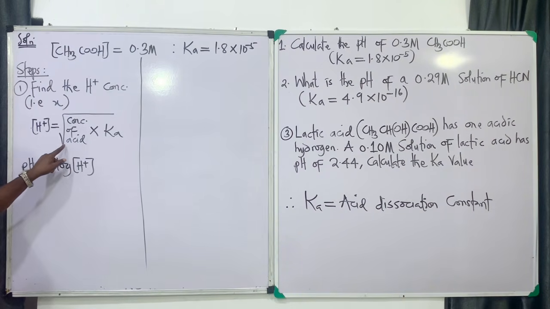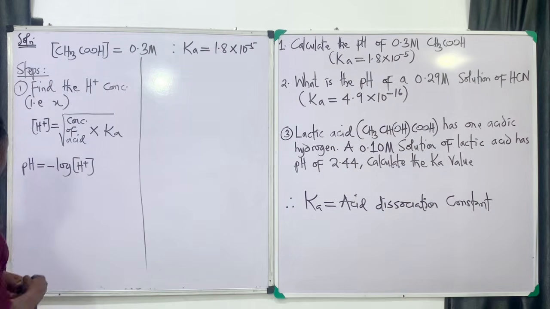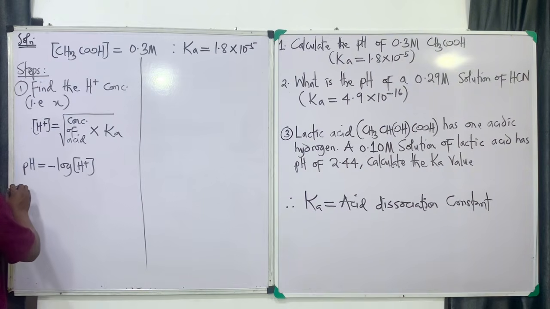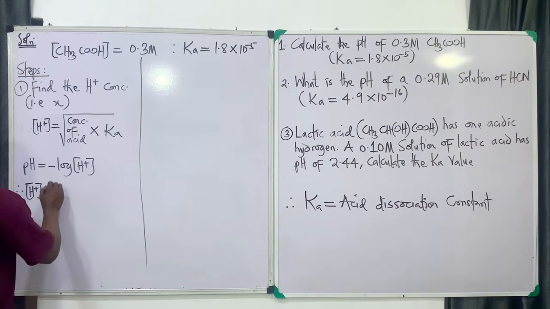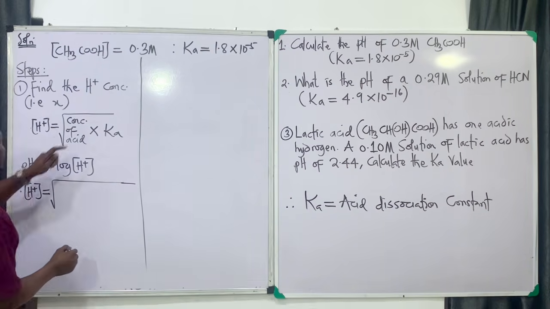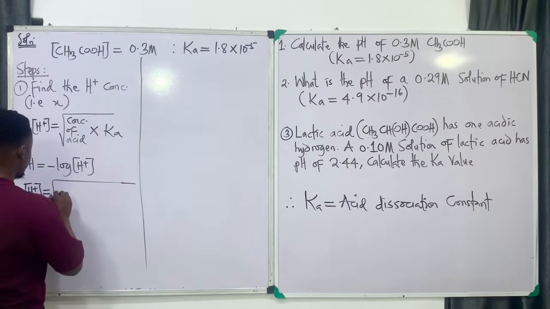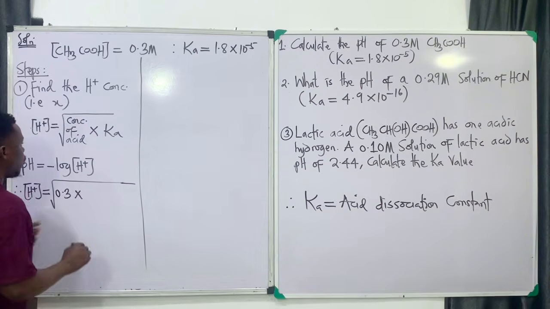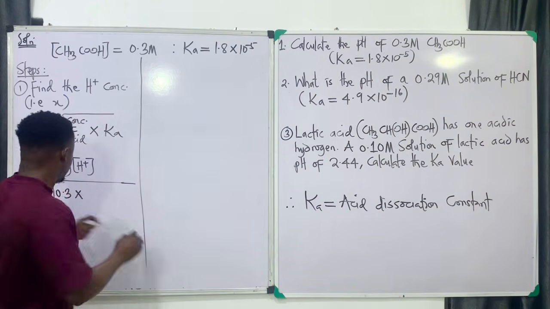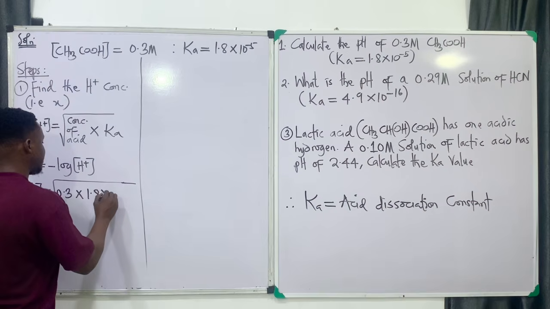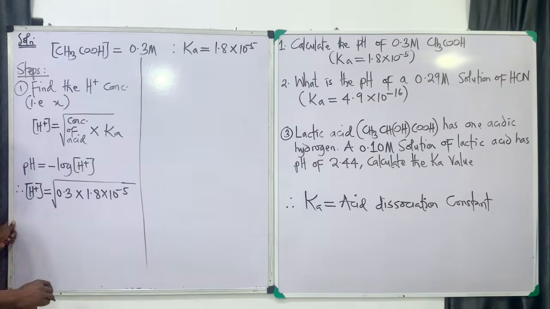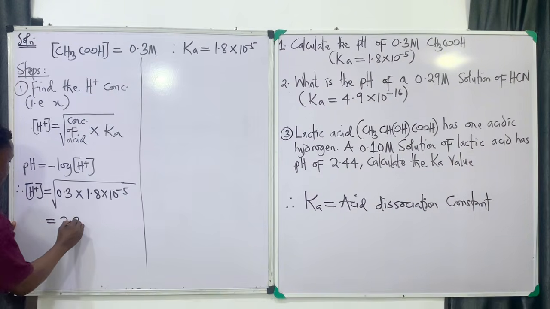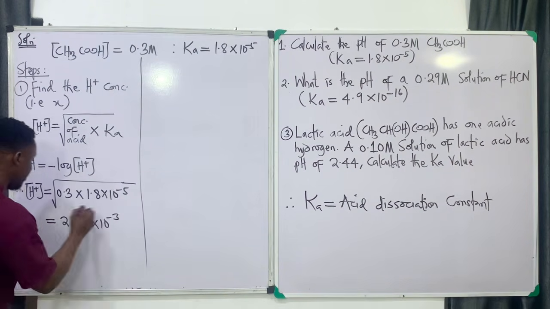Concentration of H plus is always the square root of the concentration of the acid times the acid dissociation constant. All right. So this becomes our H plus. So therefore, H plus equals, now what is the concentration of the acid? 0.3. What is Ka of this acid? 1.8 times 10 raised to the power of minus 5. And from our calculation, we got 2.32 times 10 raised to the power of minus 3.